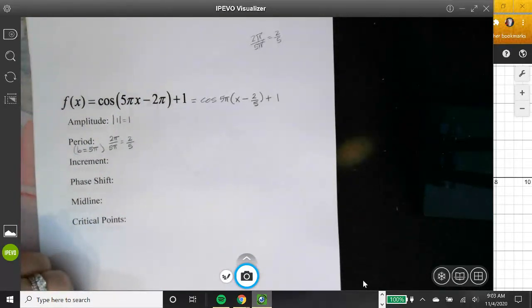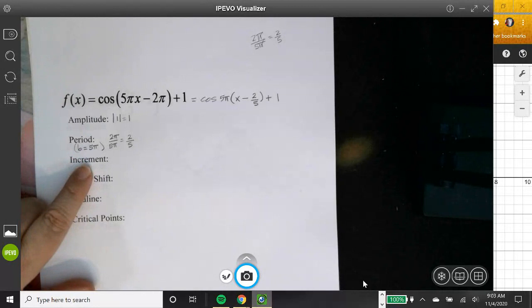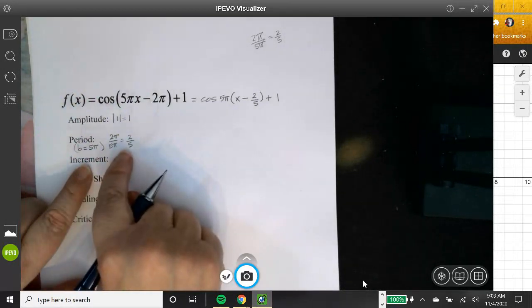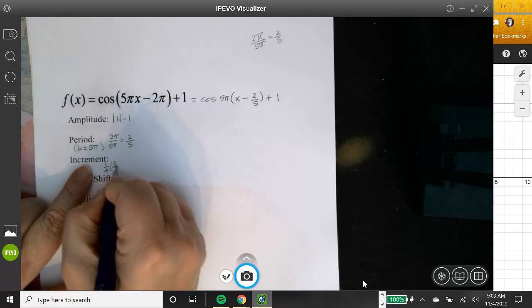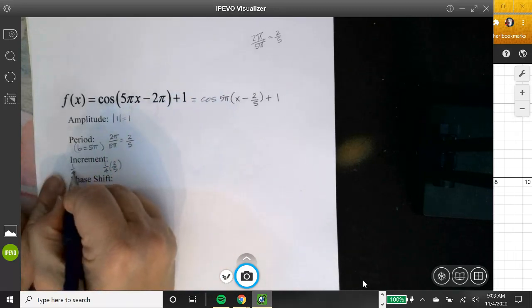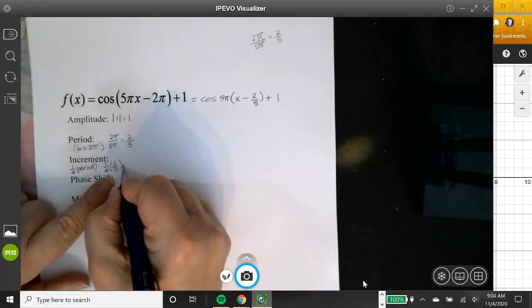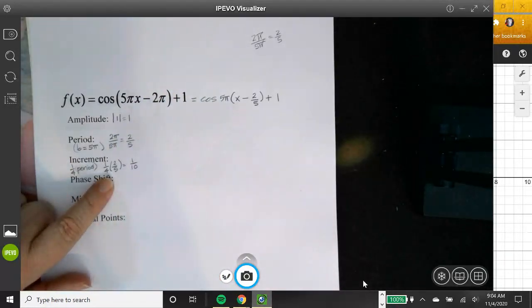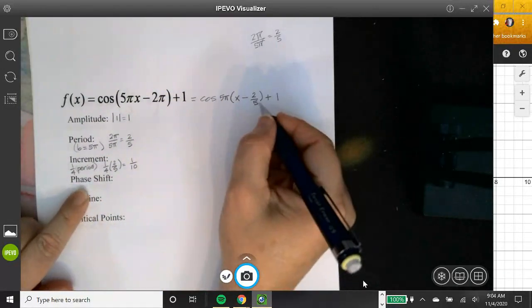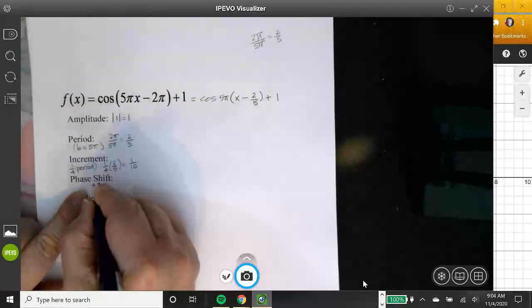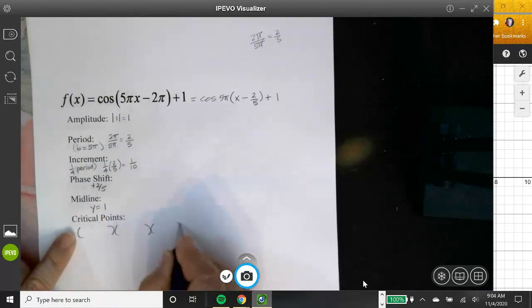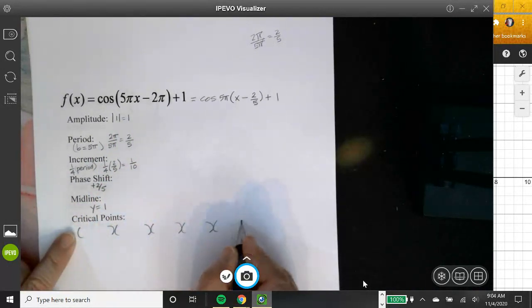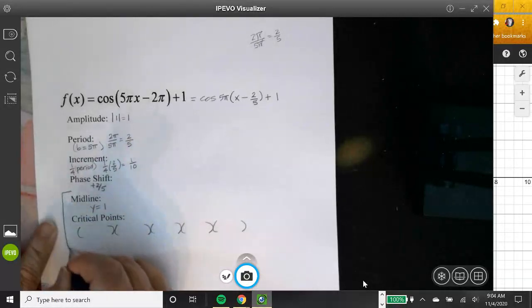Interesting. The increment is the period over 4, or what did I say we do if we have a fractional period? Well, you can say it's 1/4 of 2/5. So it's 1/4 times the period as well. So that's going to be 2 over 20, or 1/10. The phase shift here is what? Well, what makes this 0 is a positive 2 over 5. The midline here is y equals 1, and I have 2, 3, 4, 5 critical points. And we're going to start at the phase shift.